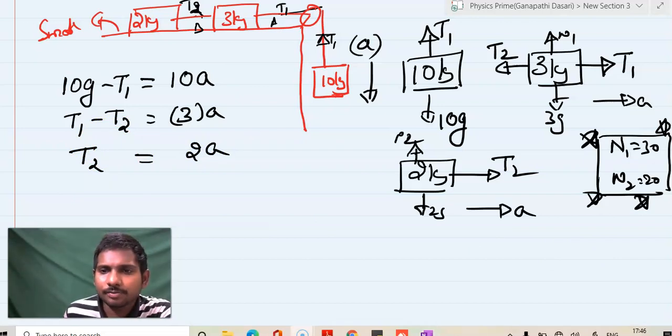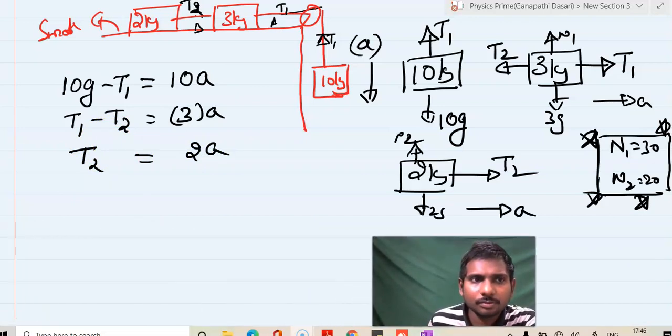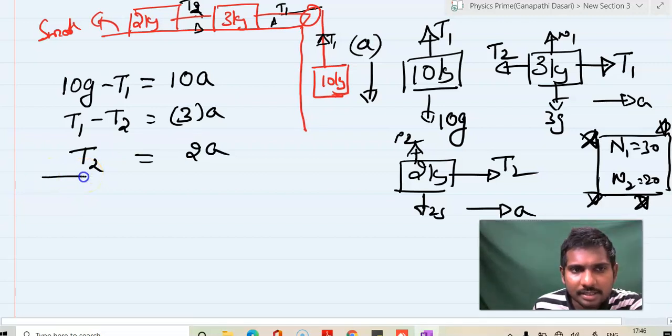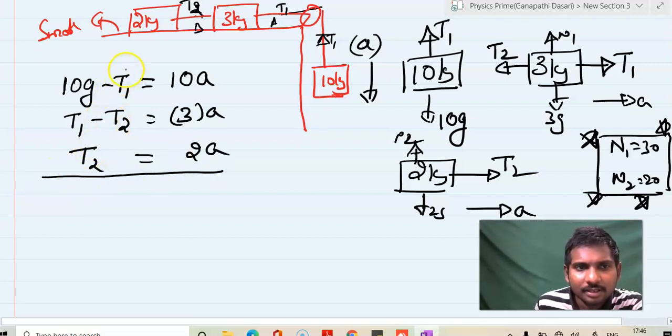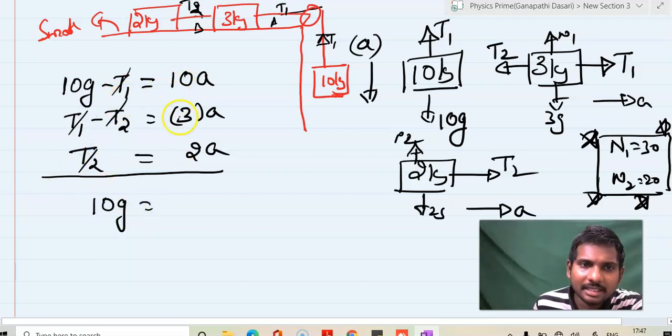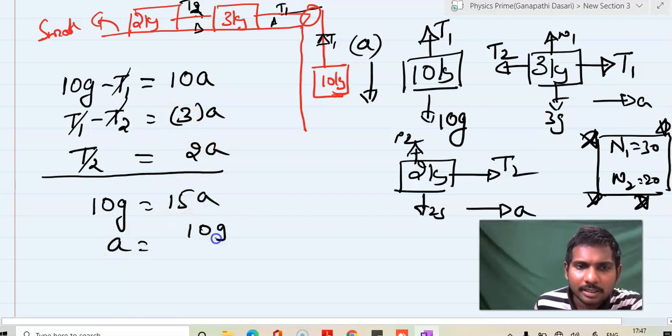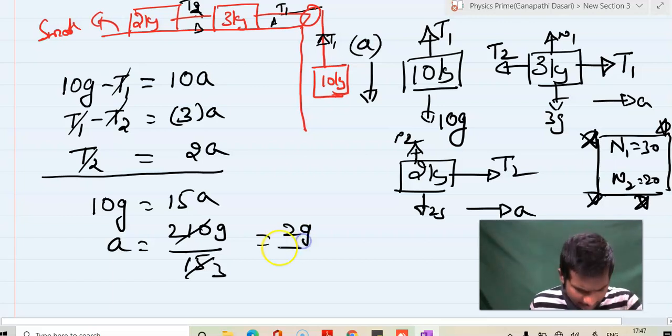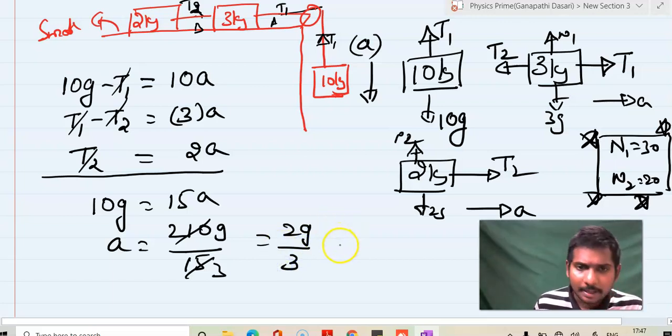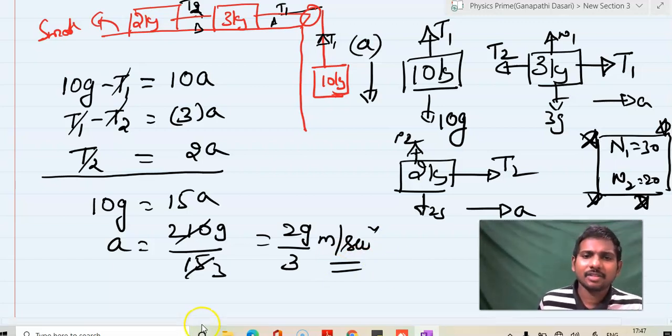Then if we solve these equations by adding them, T1, T1 cancel, T2, T2 cancel. The 10g is equal to 10 plus 3, 13 plus 2, 15A. That means acceleration is equal to 10g by 15. The answer will be 2g by 3 meter per second square is the acceleration of the blocks.